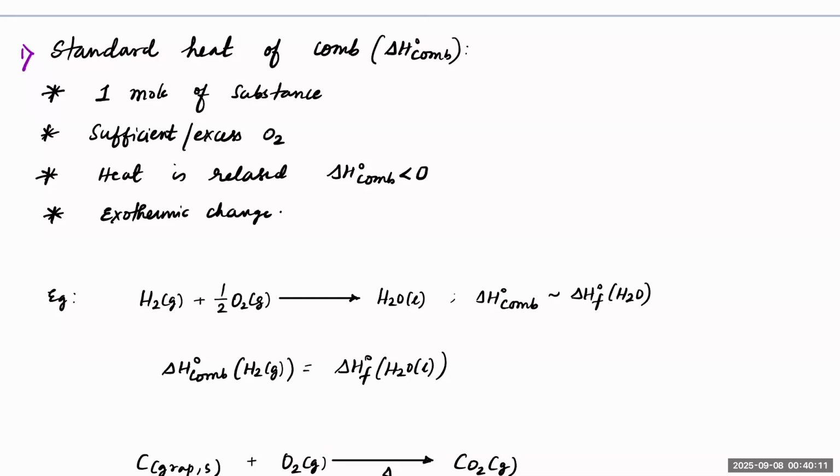This is how we represent delta H naught. When I'm using the word standard, that means there should be naught here of combustion. This is done for 1 mole of a substance. We always need to discuss delta H of standardization for 1 mole. Next, we need to provide sufficient or excess amount of oxygen for reaction to happen. And here heat must be released. This is a necessary condition.